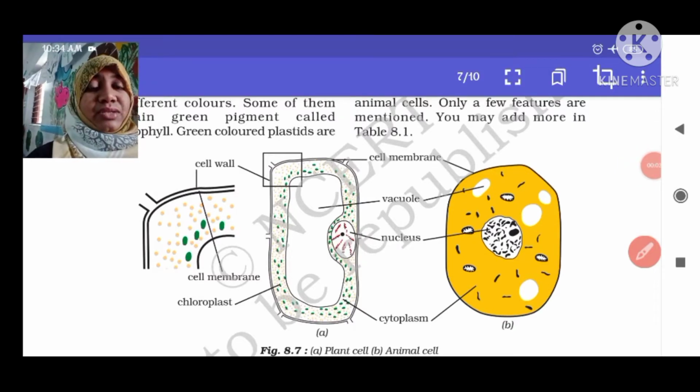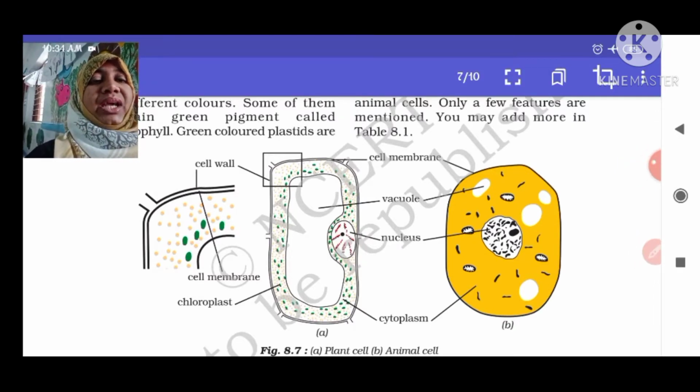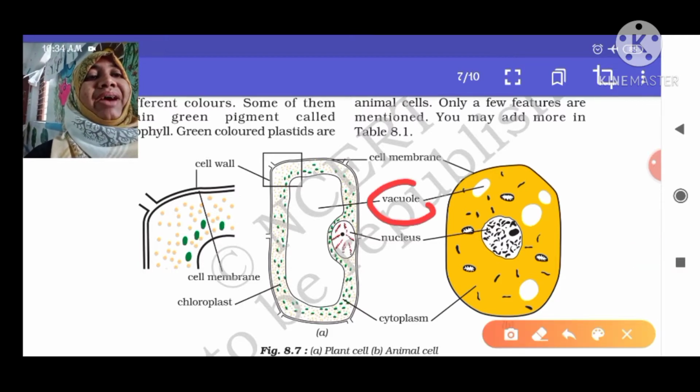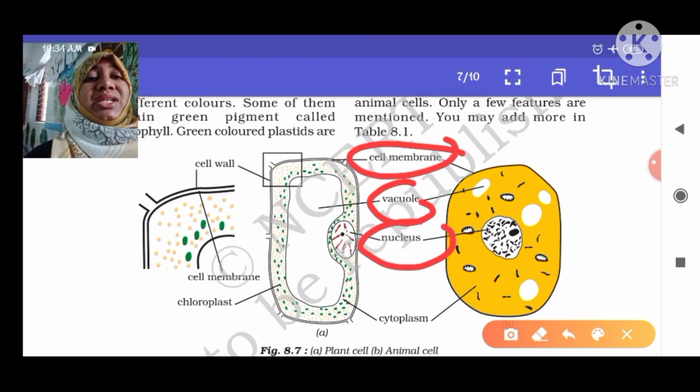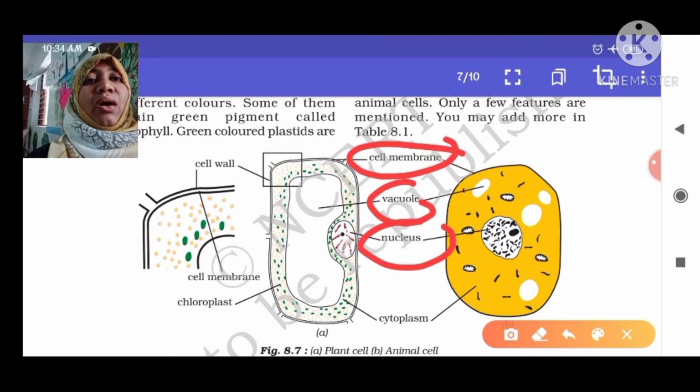So in today's class we will see the comparison of the plant cell and the animal cell. How the animal cell and the plant cells are different from one another. What are the organelles? Here by organelles I mean these: the vacuole, the cell membrane, the nucleus, the parts. All the parts together are given a name, that is cell organelles.